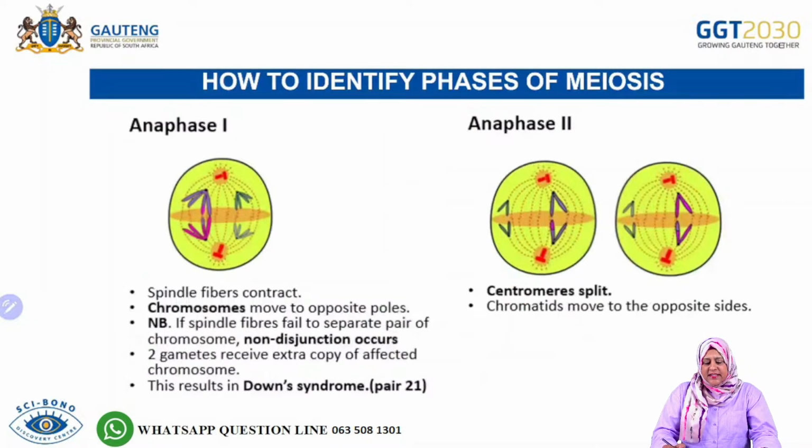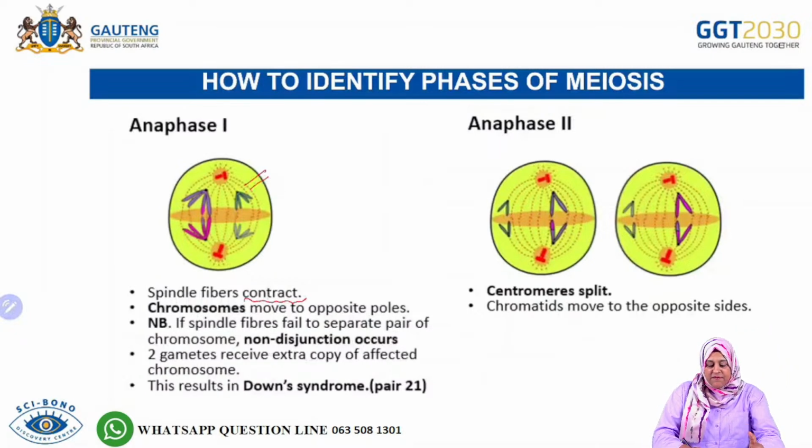The next phase is now anaphase. A for anaphase, A for apart, because here the chromosomes are going to move apart. In anaphase 1, you can see that the spindle fibers contract. These are the spindle fibers here. The spindle fibers contract, and that's how the chromosomes are pulled apart to opposite poles.